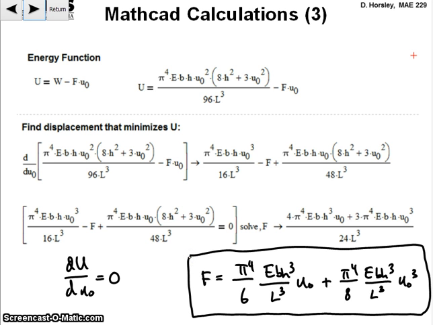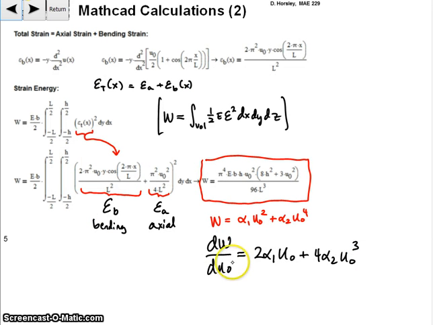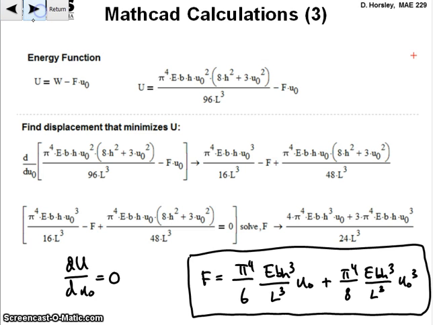So this is the solution using this variational method. And just like I promised, we got a term. This was in the previous slide: I said that dW du naught would evaluate to some constant times u naught, and some other constant times u naught cubed. And indeed, this is what we get. This is the constant multiplied by u naught, and this is the other constant multiplied by u naught cubed.